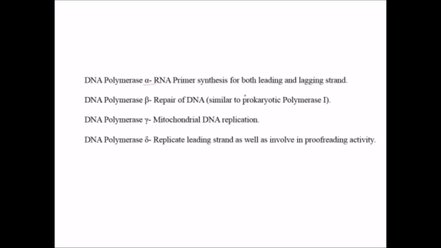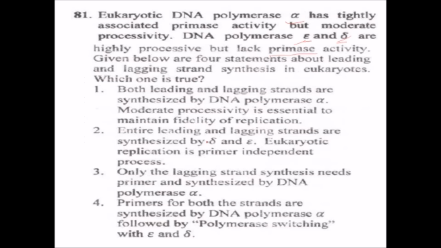Next, beta repairs DNA and is similar to polymerase 1. Gamma is especially for the replication of mitochondrial DNA. And DNA polymerase delta is responsible for the replication of the leading strand as well as involved in proofreading activity. Now move back to the question. There may be a possibility that once the primer is synthesized with the help of polymerase alpha, it will be followed by polymerase switching to either epsilon or delta. So the answer here will be number 4.